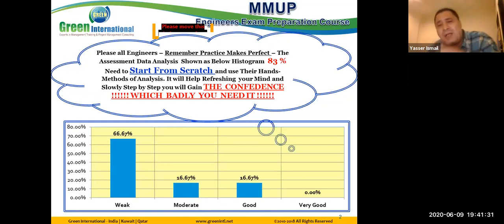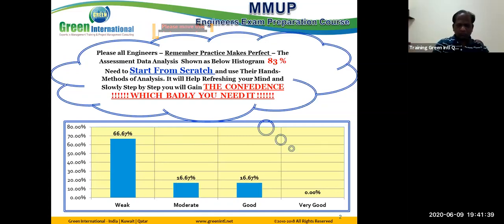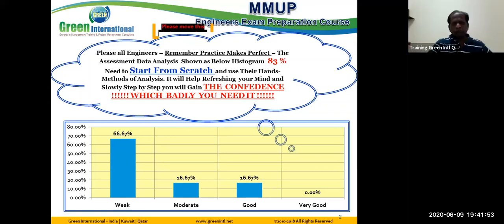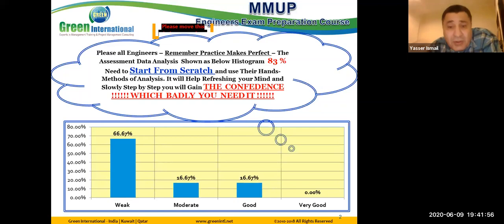So why do we start with civil, with structure analysis? Why do we start these particular topics? The first session in our Green International sessions will be structure analysis. Why? Because in structure analysis, all of you forget how to solve the problems. What is the method of analysis? What does bending moment diagram mean? The signs, positive, negative. What is the shear force, negative, positive? What is the normal force, positive, negative? All of you need to start from scratch.